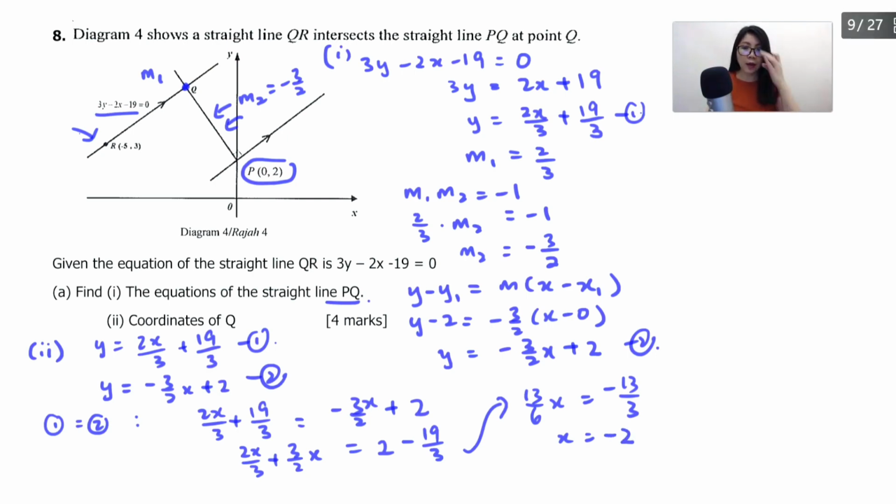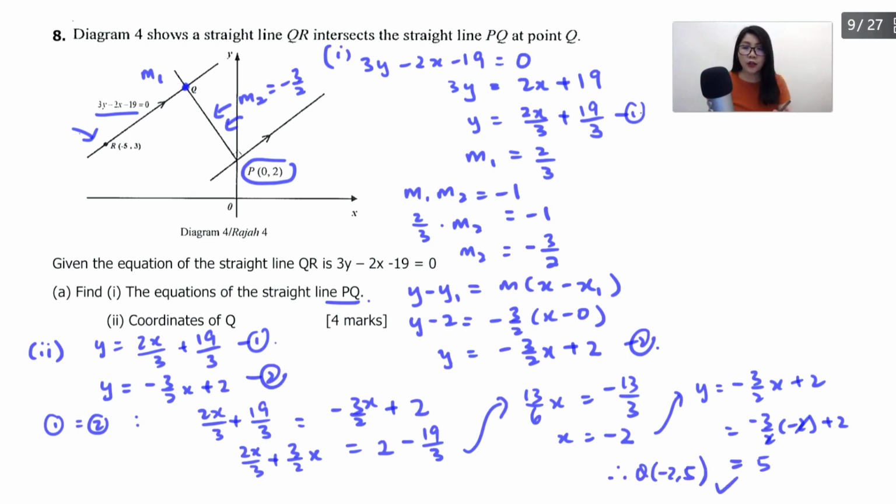After that, I'm going to sub this into equation 2 to find my y. So y equals negative 3 over 2 x plus 2, where x is negative 2. Let's solve this. We can cancel, so it becomes positive 3 plus 2, which is 5. Therefore Q is negative 2, 5. That will be the answer for A2.